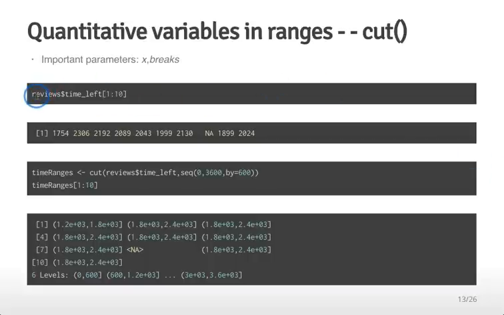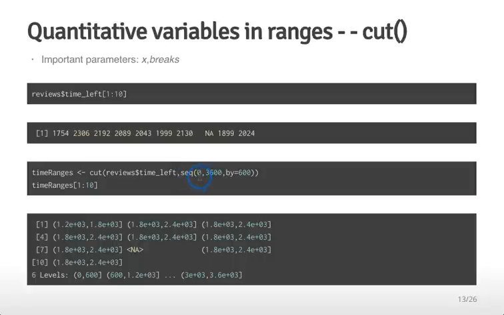So if we look at the reviews data set and look at the time left variable, it's a quantitative variable. And if we look at the first 10 elements, you actually see there's one missing value, but then these are the numbers of the time left for each of those reviews. And so what you can do is actually break that up into different ranges. You apply cut to the variable reviews time left, and you tell it where you want it to cut that variable up.